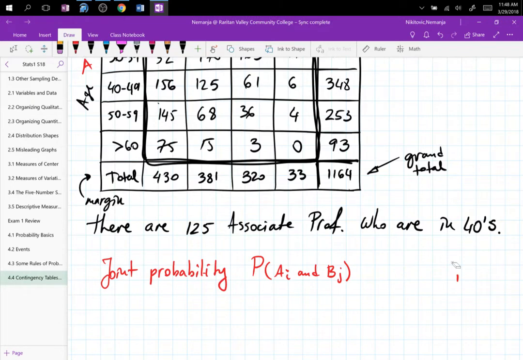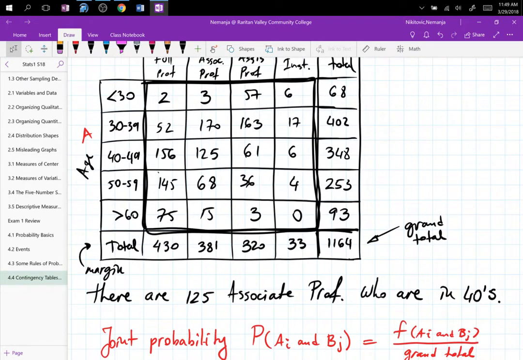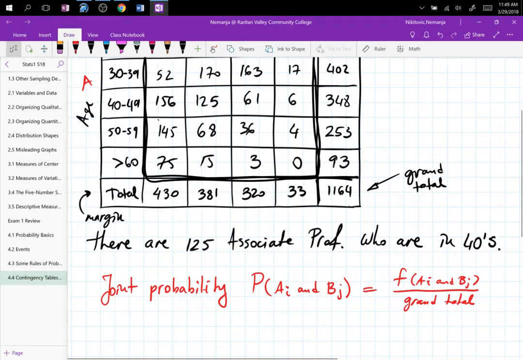So now what is the probability of that? The joint probability is going to be the frequency in A_i and B_j divided by the grand total. So I can calculate the probability of any of these inner cells as 2 divided by 1,164, 3 divided by 1,164, 57 divided by 1,164, and that would be the joint probability.